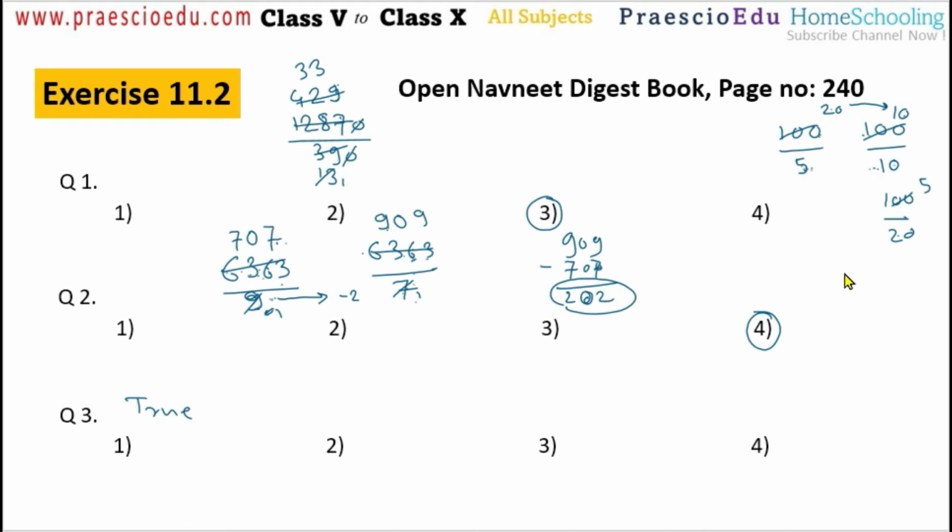Now option number 2, remainder is less than the divisor. Yes, as I told earlier, the remainder is always less than the divisor. If the remainder is more than the divisor, we can always divide again. So this is the correct statement, meaning the remainder is less than the divisor.